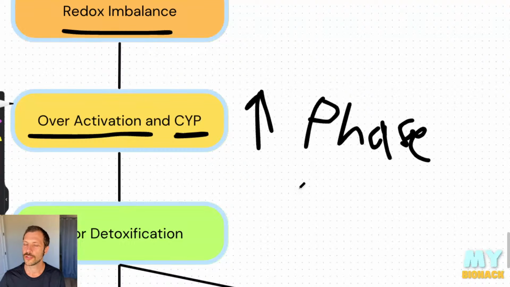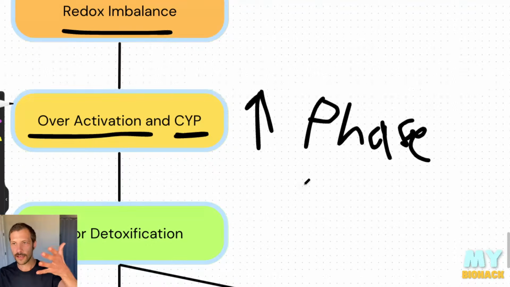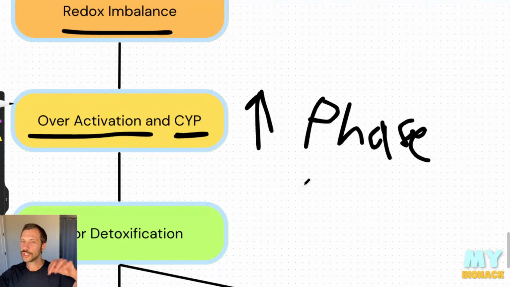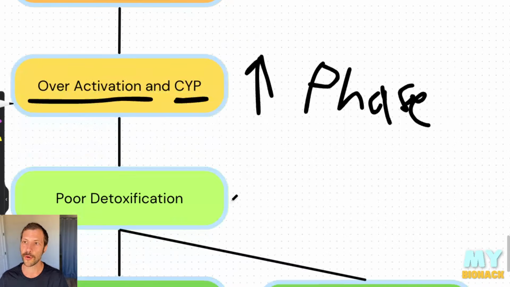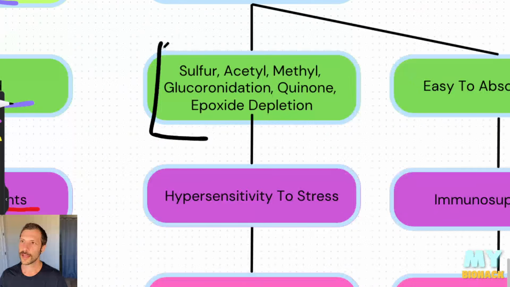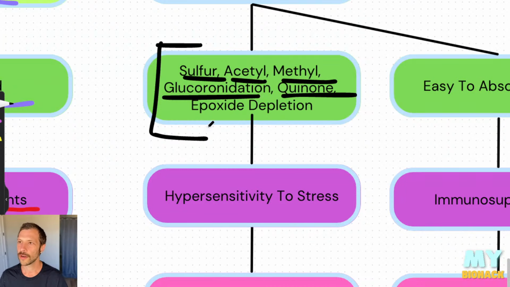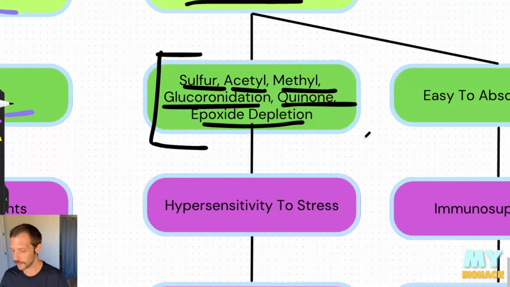And their job is to make something, a toxin, create an oxidative response of a toxin. That way your gene can turn on to start to go to phase 2. And phase 2 is all about making that toxin more water soluble by reducing it or adding antioxidants to it. Anyway, that causes poor detoxification. So you lose a lot of your ability to create sulfur groups, or you use up your sulfur groups and acyl groups and methyl groups, and your glucuronidation can go off, your quinone and you get epoxide depletion.